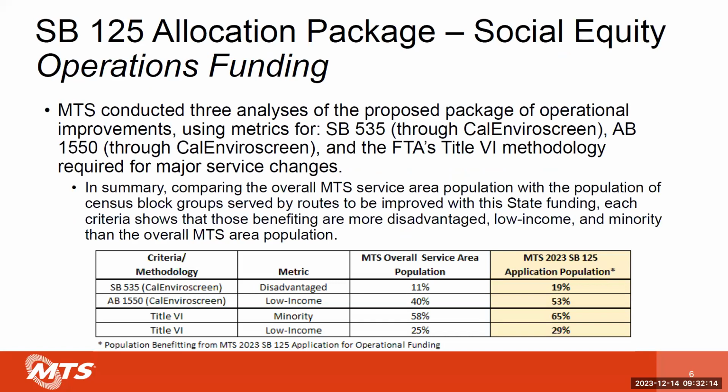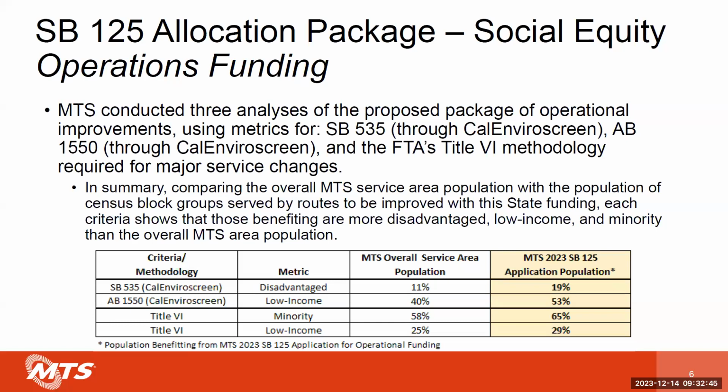In terms of the new services that we're going to be proposing, we did three analyses of that. The SB 535 analysis through CalEnviroScreen, as well as the AB 1550, also through CalEnviroScreen, as required by SB 125. But then we also did a third measure, which is to use the FTA's Title VI methodology that we typically do for our major service changes.